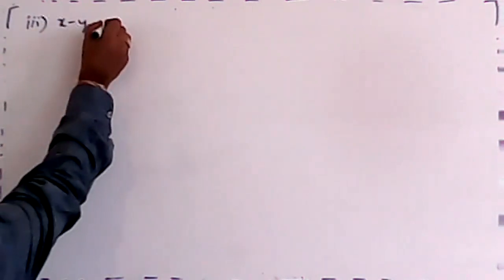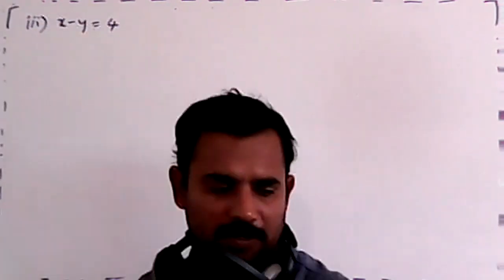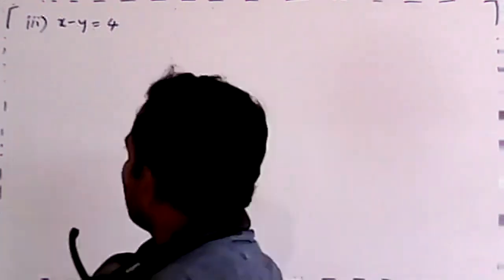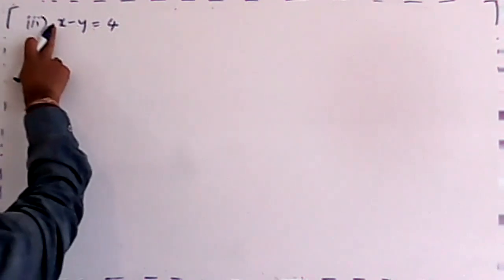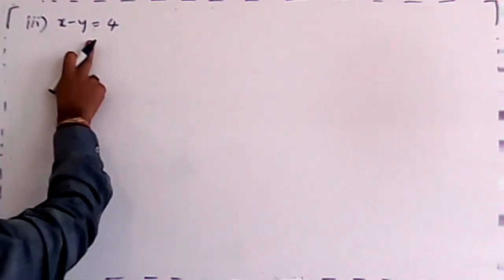Third one. X minus y is equal to 4. Am I right? See, x minus y is equal to 4 only they have given? Yes. Now, P is positive, no problem at all. Now I can write here A means 1, B means 1.